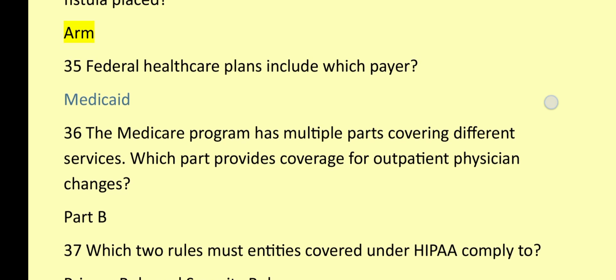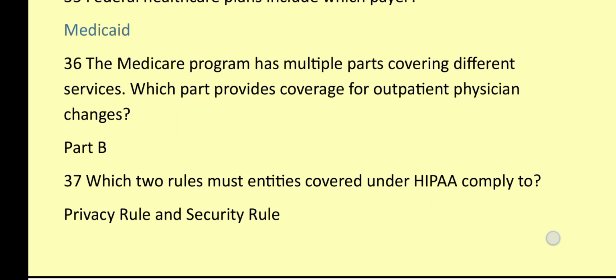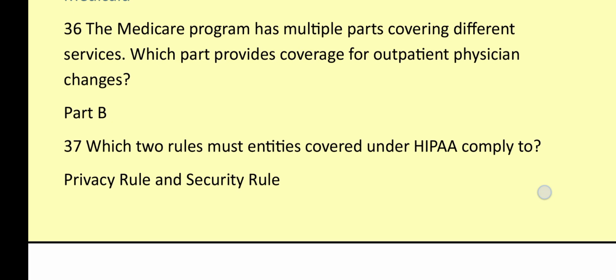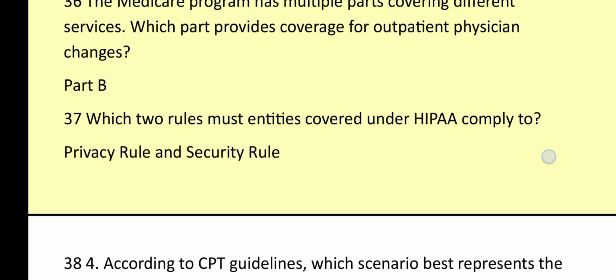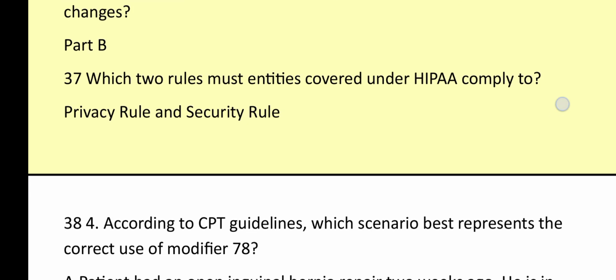Medicaid. 36. The Medicare program has multiple parts covering different services. Which part provides coverage for outpatient physician charges? Part B. 37. Which two rules must entities covered under HIPAA comply with? Privacy rule and security rule.